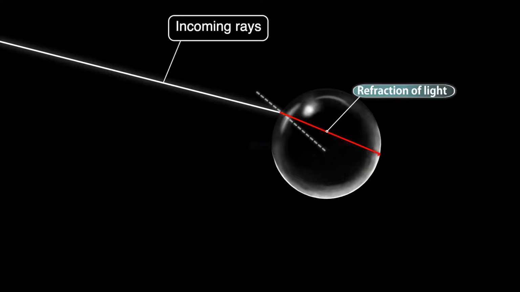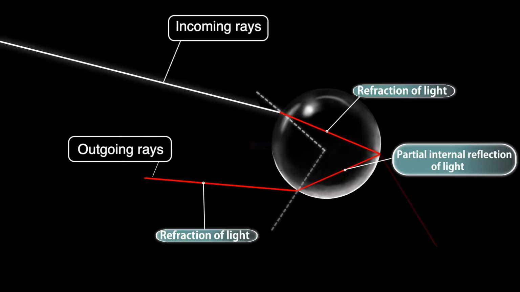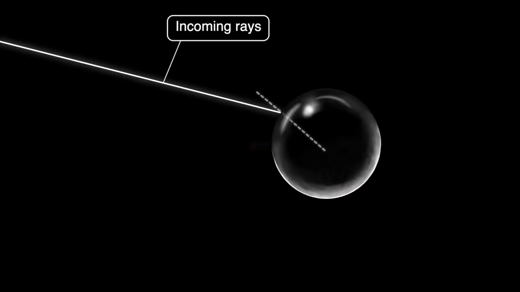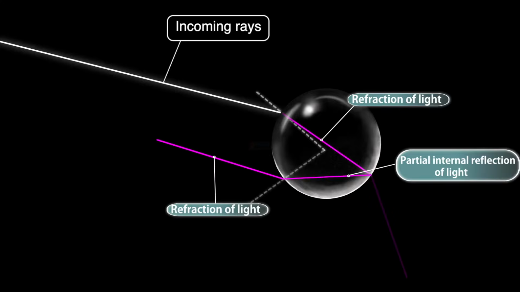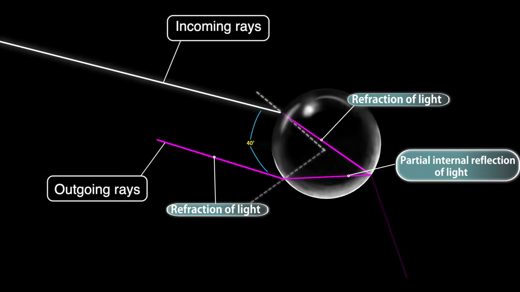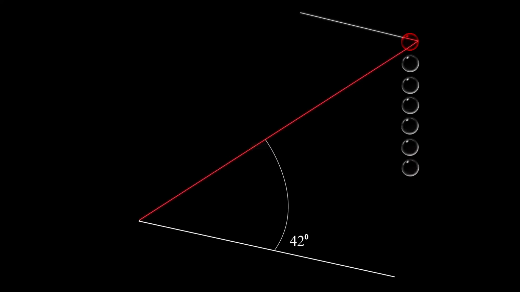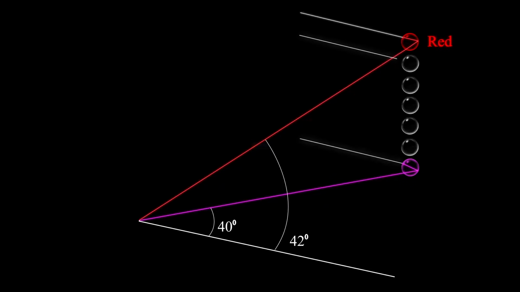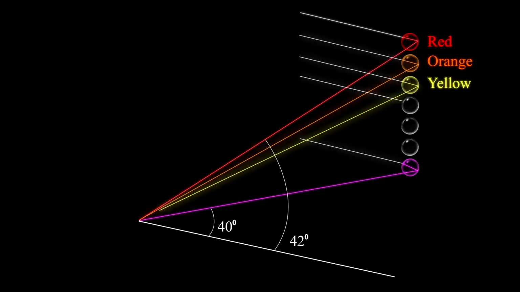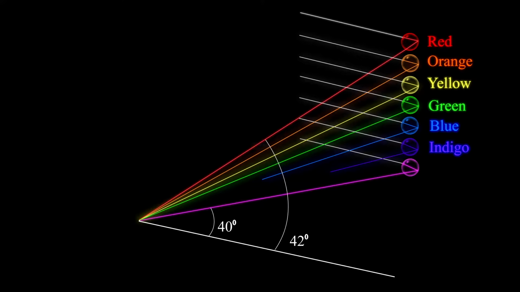When the angle between incoming and outgoing rays is 42 degrees, red color is visible. When the angle between incoming and outgoing rays is 40 degrees, violet color is visible. We observe a bright rainbow when the angle between incoming and outgoing rays is 40 degrees to 42 degrees.